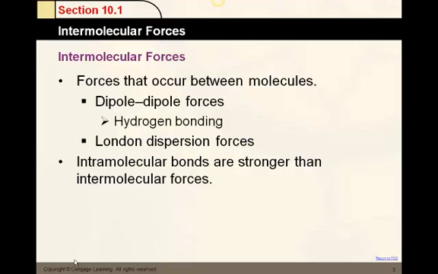Intramolecular bonds are stronger than intermolecular forces. In other words, the fact that there is a covalent bond is a stronger bond than, let's say, even hydrogen bonding. So things within the molecule are always stronger than things that are between neighboring molecules.